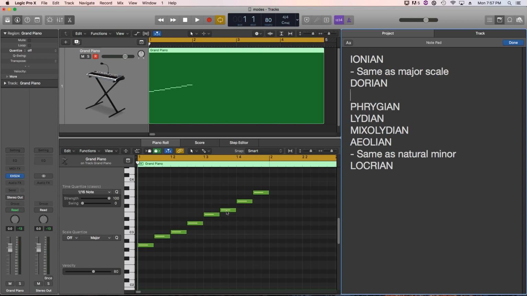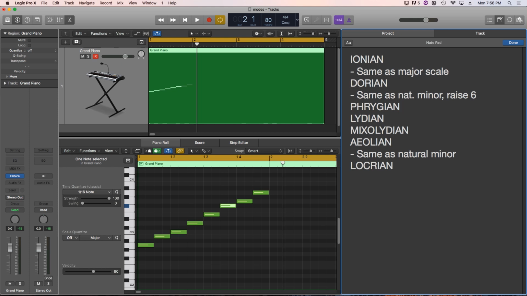So if you take the 6th note and move that up a half step, you get Dorian. So here's A minor. Here's A Dorian. So Dorian is the same as natural minor. I'll say nat minor, and then raise 6.